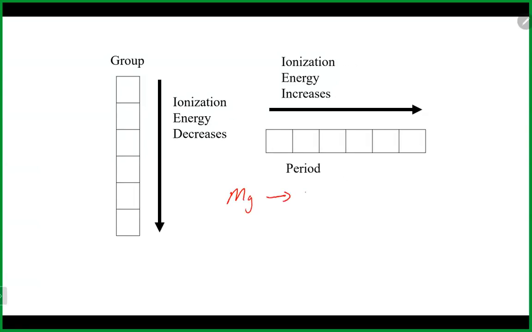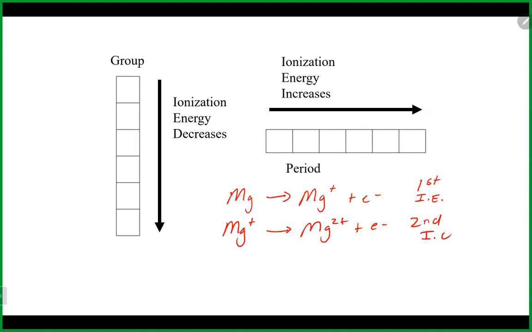So, for example, magnesium, the first thing that would happen is magnesium would lose one electron. And that is what is sometimes referred to as the first ionization energy. Then what would happen is this magnesium with a +1 charge would lose another electron. And that is what is referred to as the second ionization energy. And then perhaps this guy will lose a third electron. And that would be the third ionization energy.